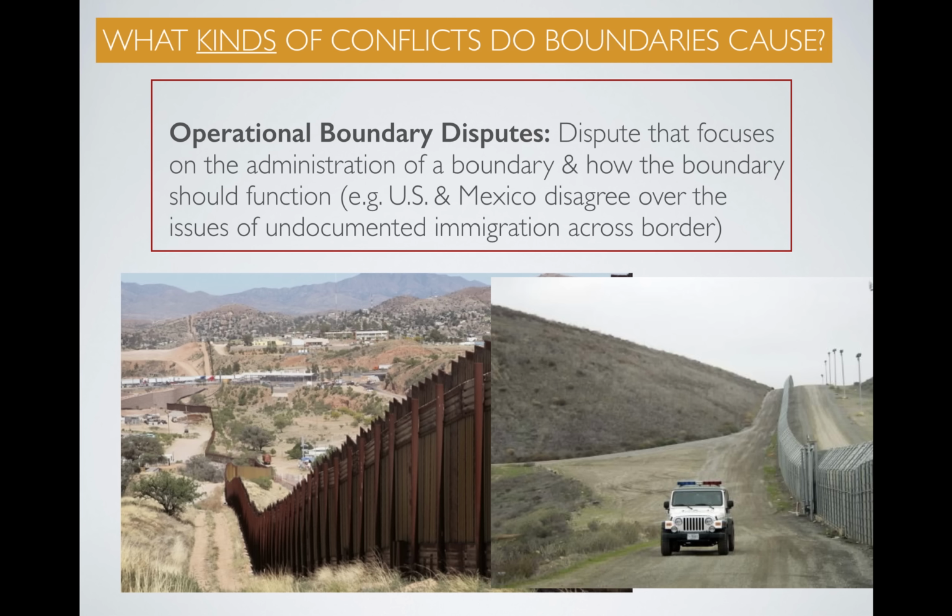An operational boundary dispute is a dispute that focuses on how the boundary should function. So, for example, the U.S. and Mexico often disagree on issues about undocumented workers, undocumented immigrants coming across the borders. The treatment, the process, the U.S. Border Patrol and customs processes over which Mexico does not have control often are a source of conflict. So this is an operational boundary dispute.